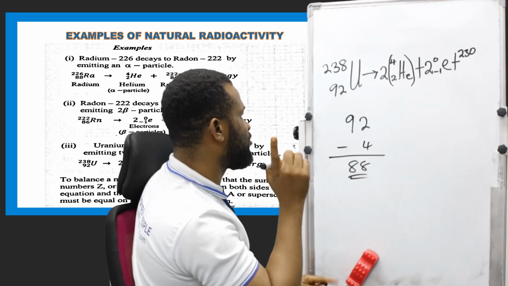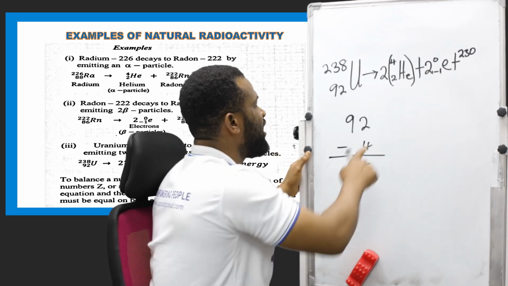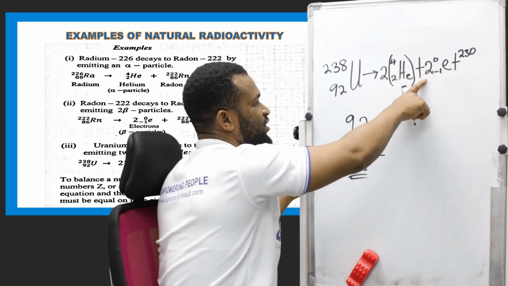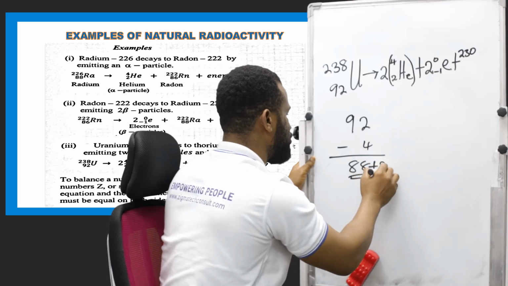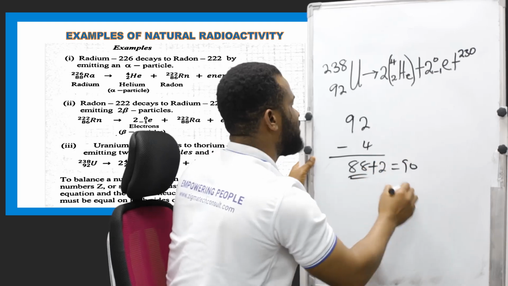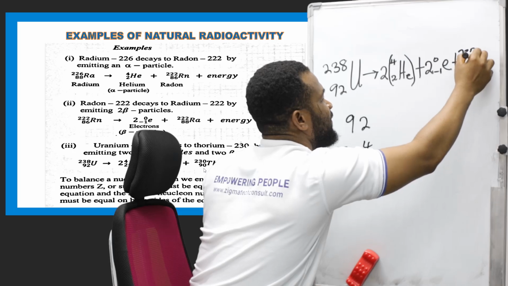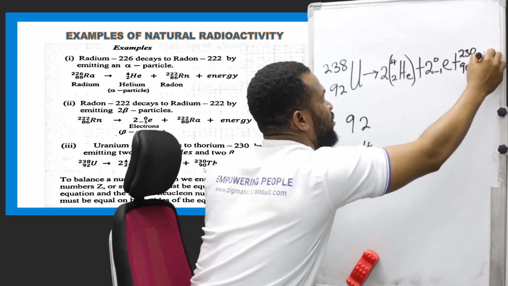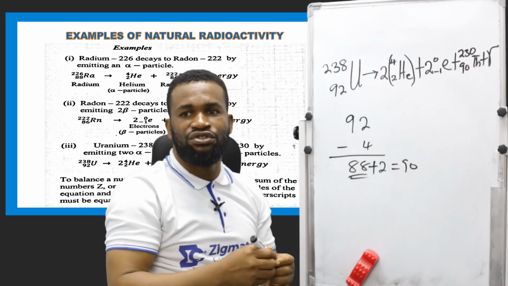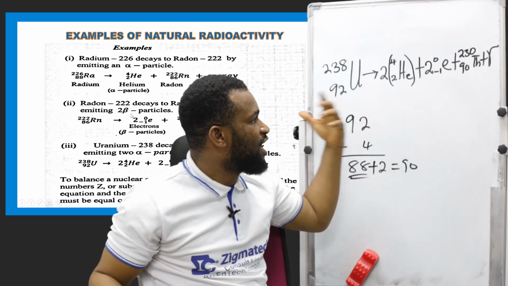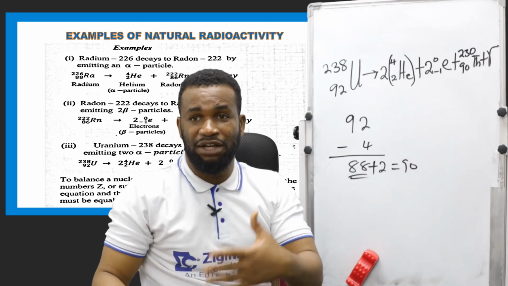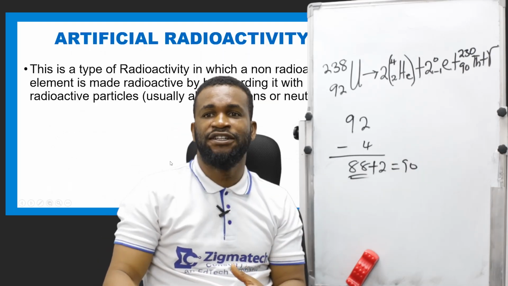Now this 88, something happened. Remember, it's going to be addition, like we said in the last one, we are going to be adding these two. So this is going to be plus 2, which is going to give us 90. So this is going to be 90. This is going to be TH plus the energy given off. So this is what happens when radioactivity happens, in terms of its nuclear reaction.